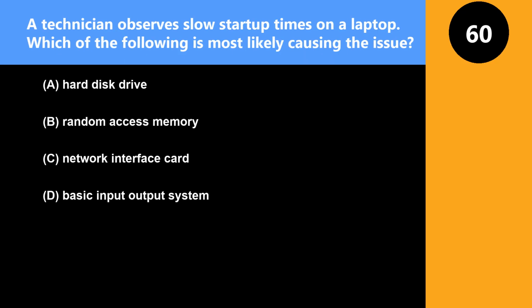Question 60. A technician observes slow startup times on a laptop. Which of the following is most likely causing the issue? Option A, hard disk drive. Option B, random access memory. Option C, network interface card. Option D, basic input-output system. The correct answer is option A, hard disk drive.